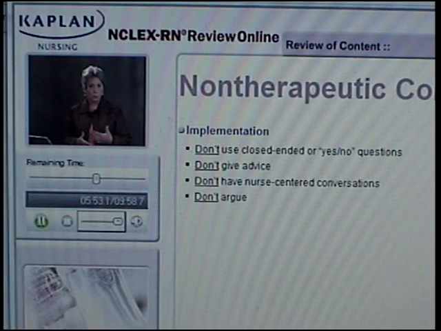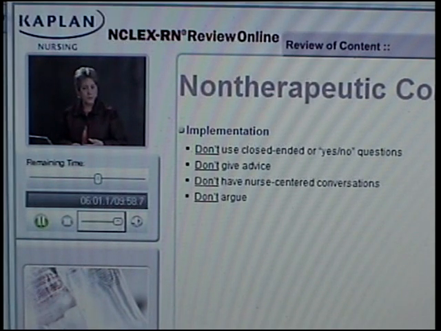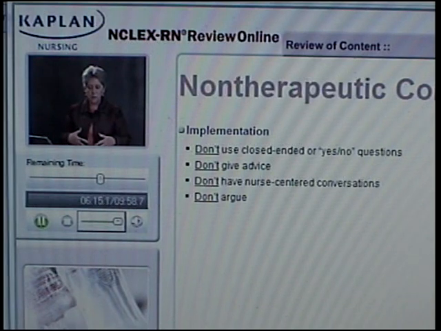So it's very important that we don't make statements like, maybe an adult child is talking about the difficulty she's having coping with her father who lives with them, and the nurse says, "Well, I think it's time for your father to go into a dependent living facility." That's us giving advice.